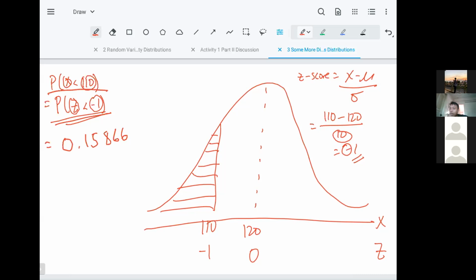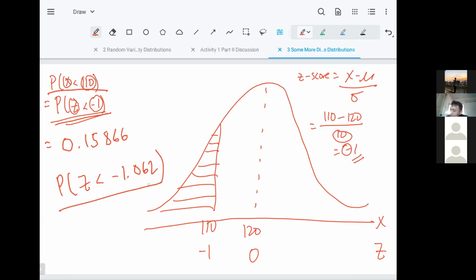Yung first row lang titingnan. Sige, kunwari ganito. What's the probability that z will be less than -1.062? Sige, 4 decimal yung final answer, para lang same, para wala nang bagong rule. Okay, may tanong sa akin si Joko. Yung first row lang ba titingnan?